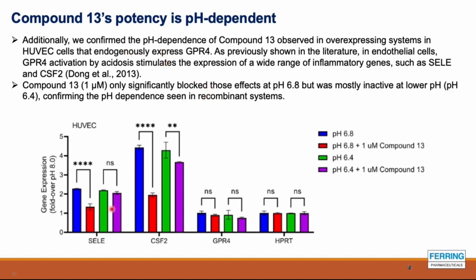So as previously shown in the literature, in endothelial cells, GPR4 activation by acidosis stimulates the expression of a number of inflammatory genes, including here, which we were able to confirm, E-selectin and CSF2. Expression is induced by acidosis at both 6.8 and 6.4, in blue and in green. However, 1 micromolar of compound 13 only led to a significant inhibition of the induction of those genes at pH 6.8, but not at pH 6.4, confirming again the pH dependence that we observe in recombinant system.